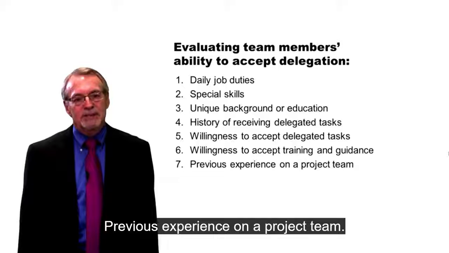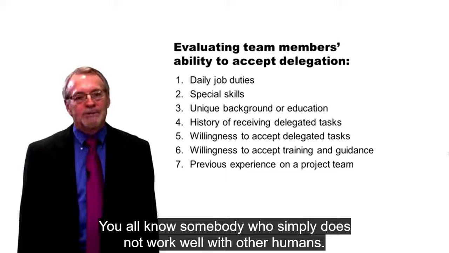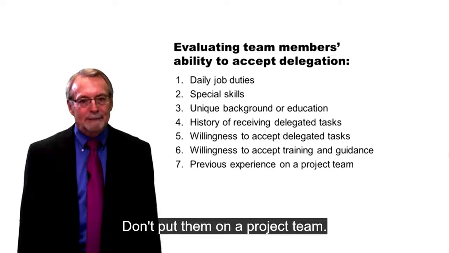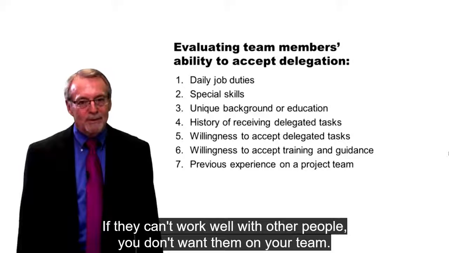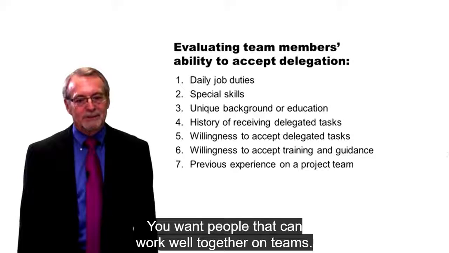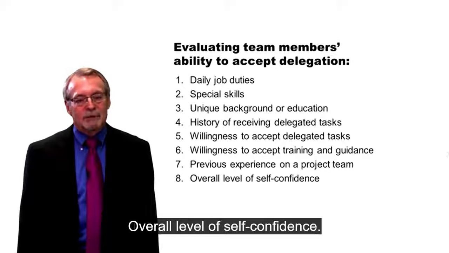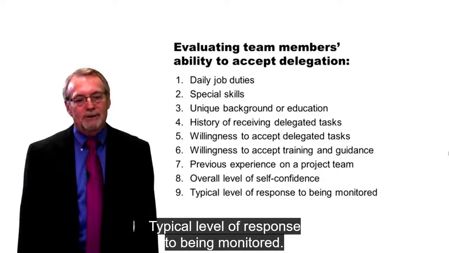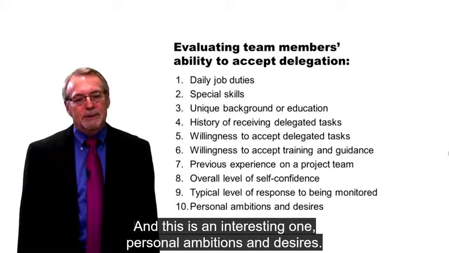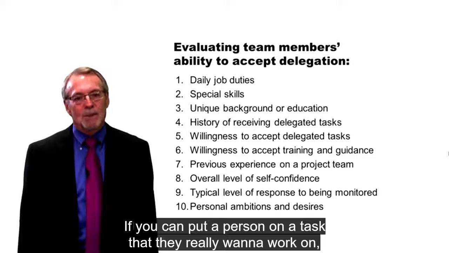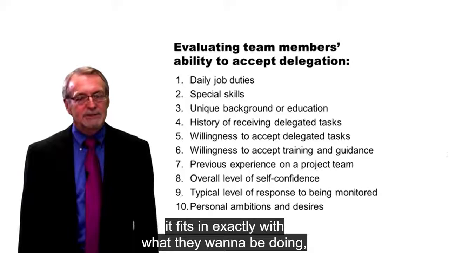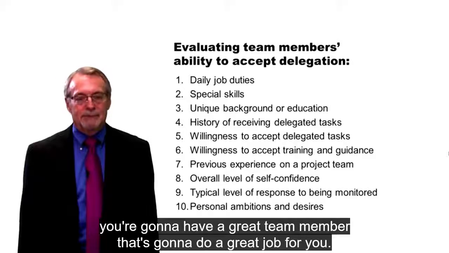Previous experience on a project team. You all know somebody who simply does not work well with other humans. Don't put them on a project team. If they can't work well with other people, you don't want them on your team. You want people who can work well together on teams. Overall level of self-confidence. Typical level of response to being monitored. And this is an interesting one, personal ambitions and desires. If you can put a person on a task that they really want to work on, it fits in with exactly what they want to be doing, you're going to have a great team member that's going to do a great job for you.